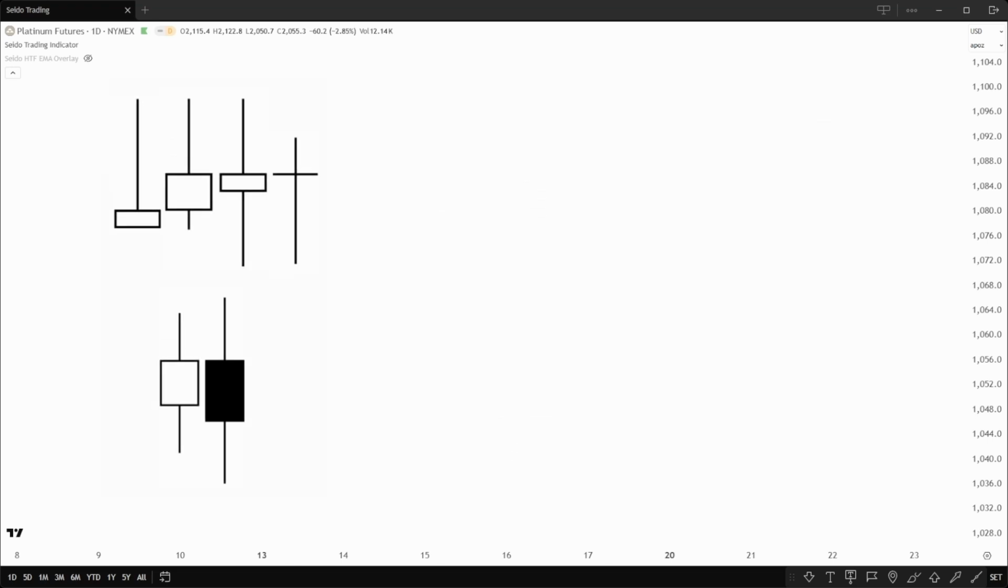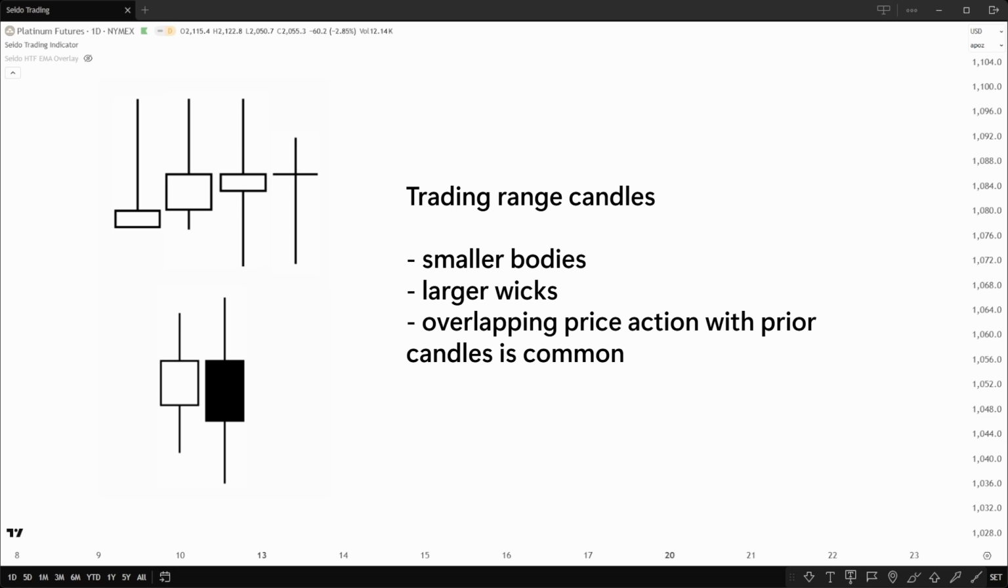All other candlesticks on a chart should be considered trading range candles. So a trading range candle can take many different forms as long as they don't meet the criteria for the candles we've already discussed. They tend to have smaller bodies and larger wicks, and they often overlap with prior candles without showing clear momentum in either direction.